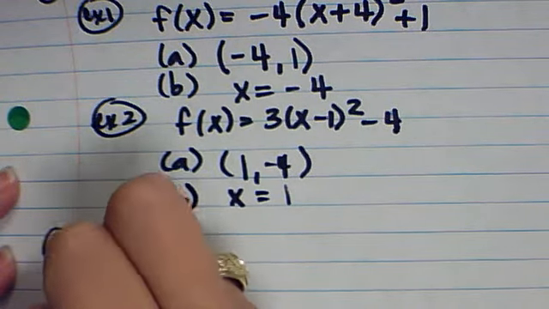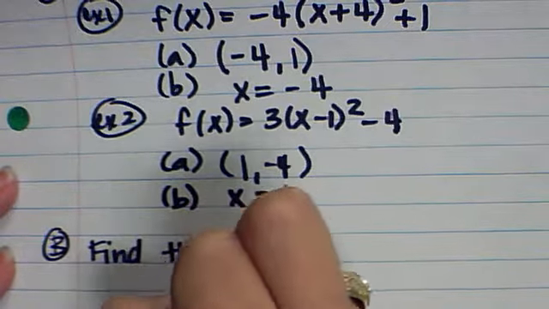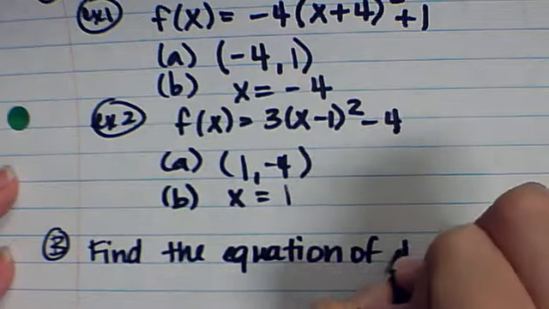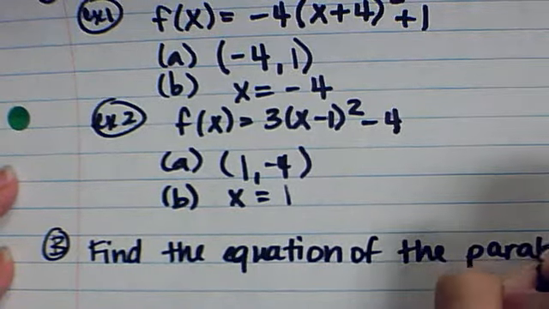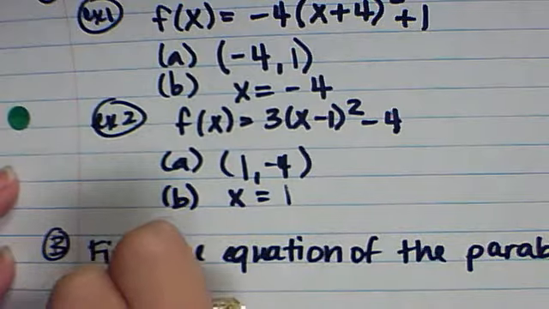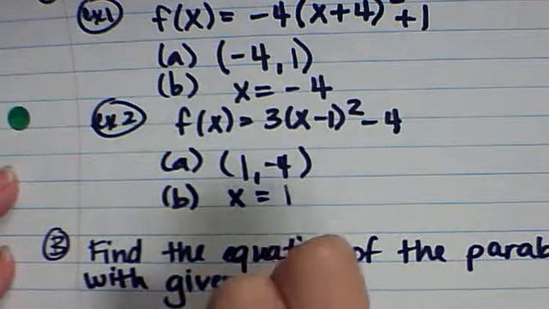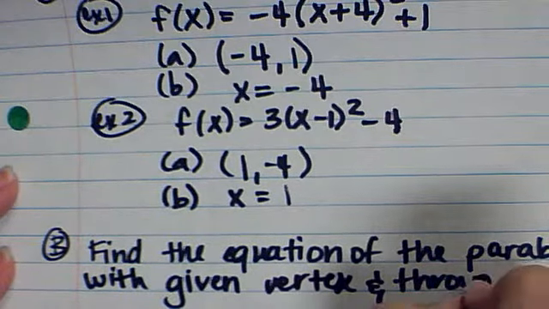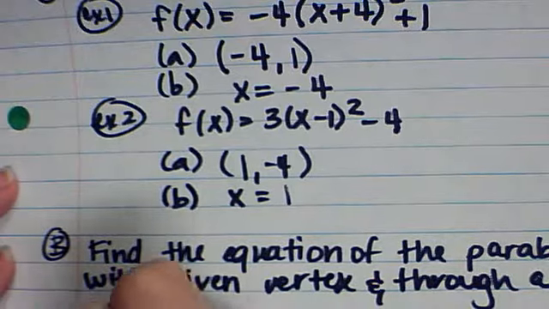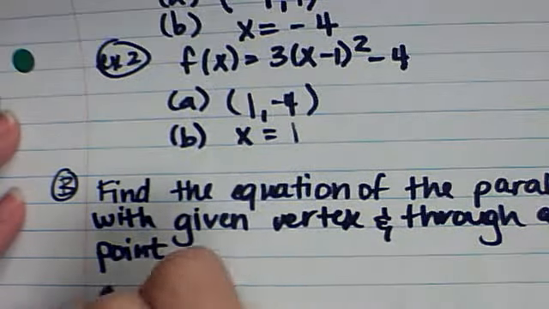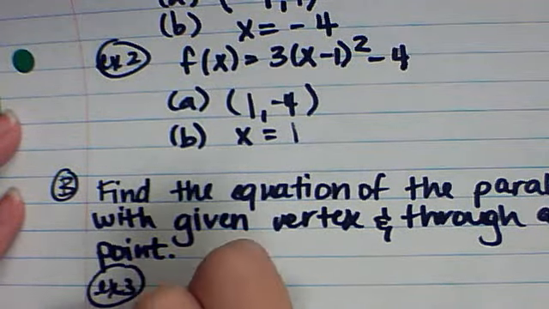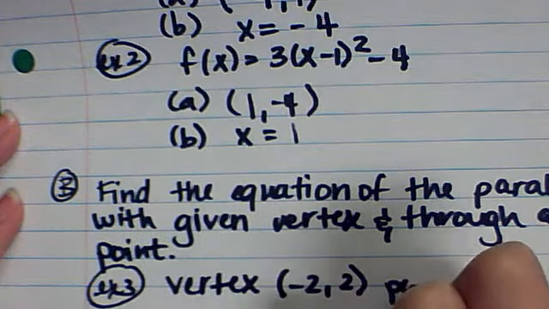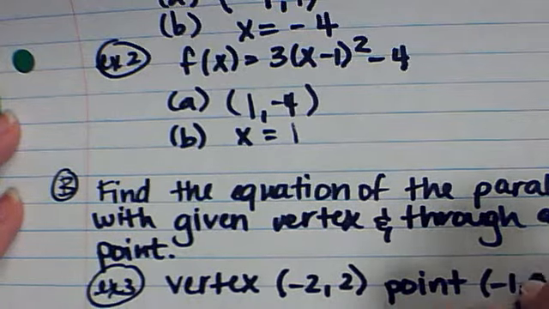Okay, part B for today. We want to find the equation of the parabola with given vertex and through the point. Okay, example number 3. If the vertex is (negative 2, 2), and the point is (negative 1, 0).